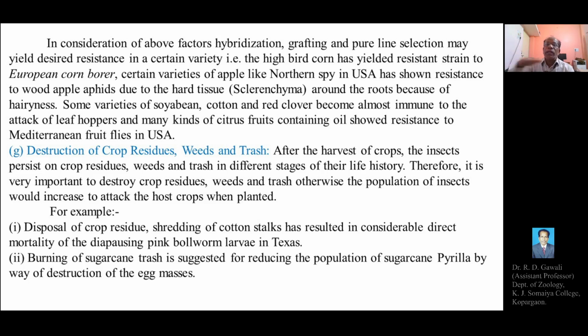Then burning of sugarcane trash. Burning of sugarcane trash is suggested for reducing the population of sugarcane pyrilla by way of destruction of the egg masses. Sugarcane trash can contain the eggs of the pyrilla, so with the burning of the sugarcane trash, we can destroy the eggs of the pyrilla. So ultimately it will help in the destruction of the pest of the sugarcane.